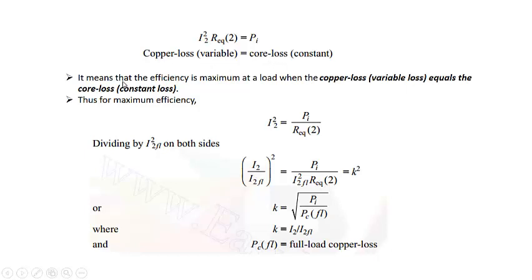That means the efficiency is maximum at the load when the copper losses, that are variable losses, are equal to the constant losses, that is the core losses. So this is the condition for the maximum efficiency.